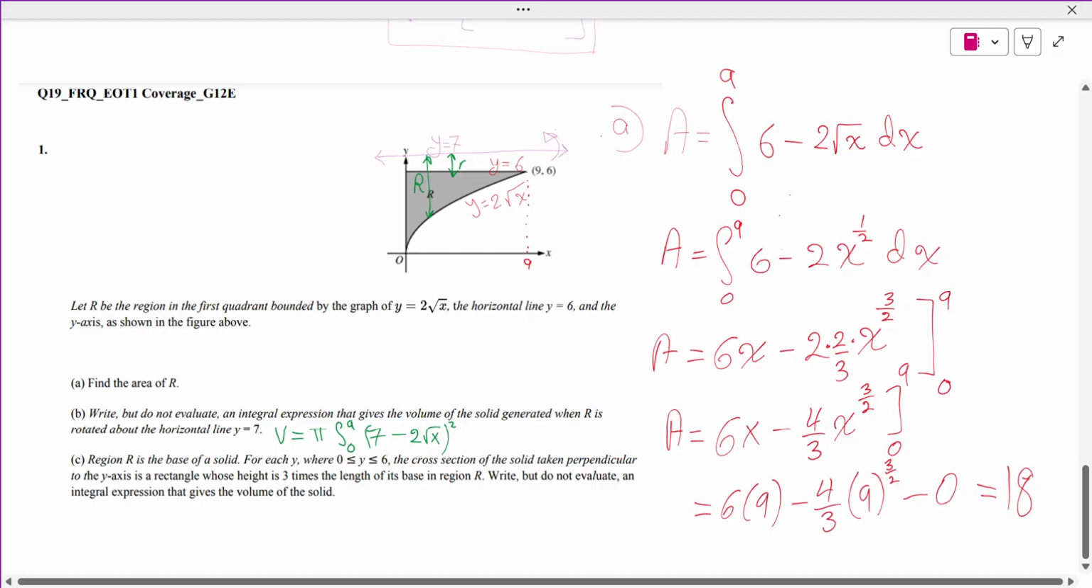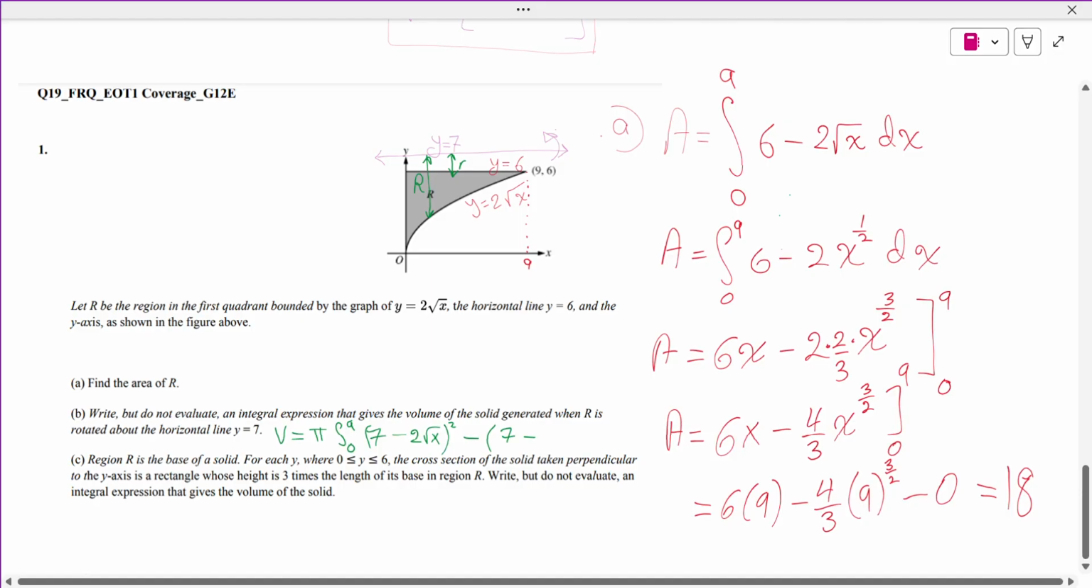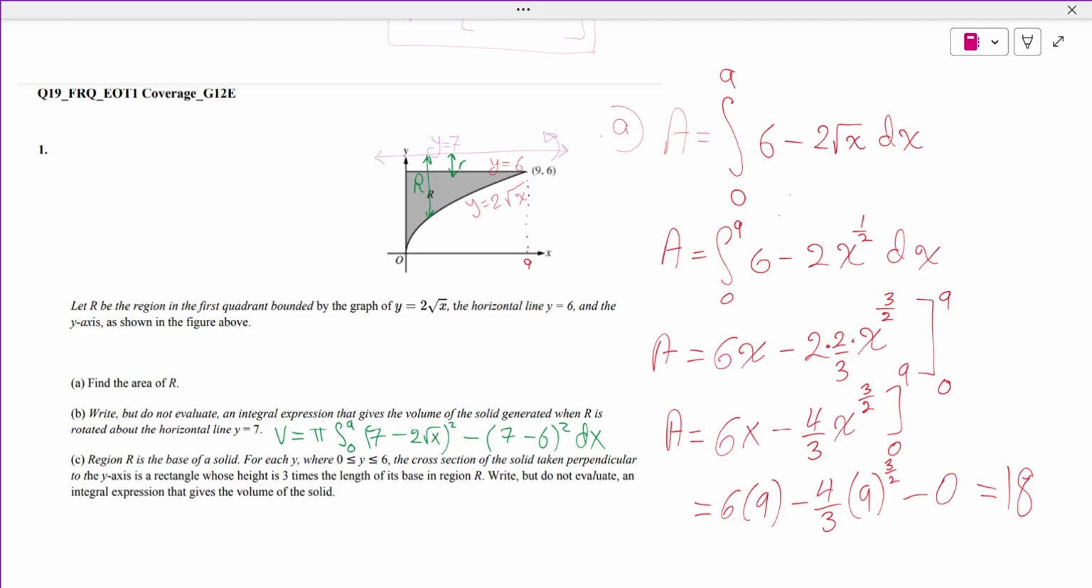Now minus, r small will be constant. It's the difference between the two horizontal lines y equals 7 and y equals 6. So it's 7 minus 6, all squared, dx. So you can just replace 7 minus 6 with 1, or you can just leave it like this. It says do not evaluate, just write the integral.